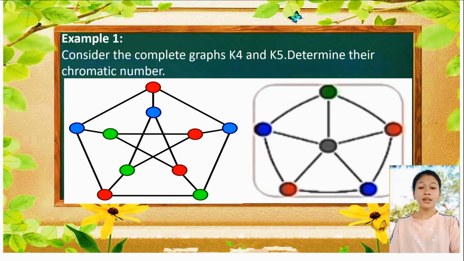I'll give you example 1. Consider the complete graphs K4 and K5. Determine their chromatic number. These two pictures are referring to a proper vertex coloring of the Petersen graph with 3 colors, which is the minimum number possible.